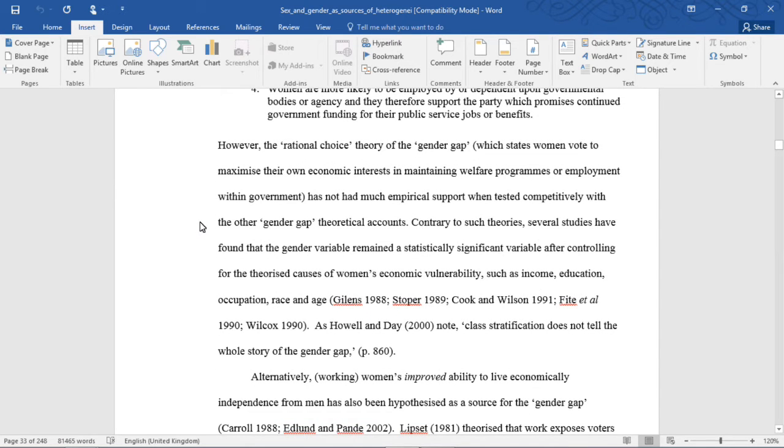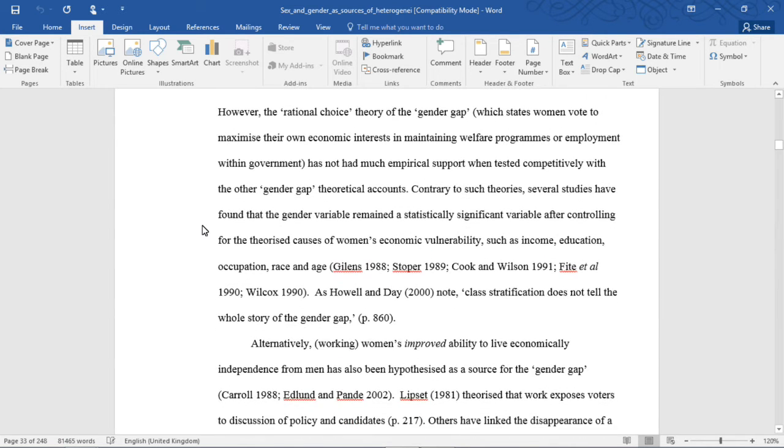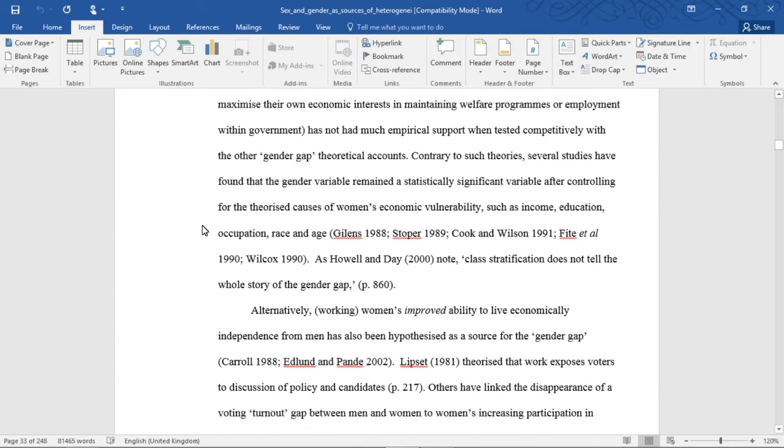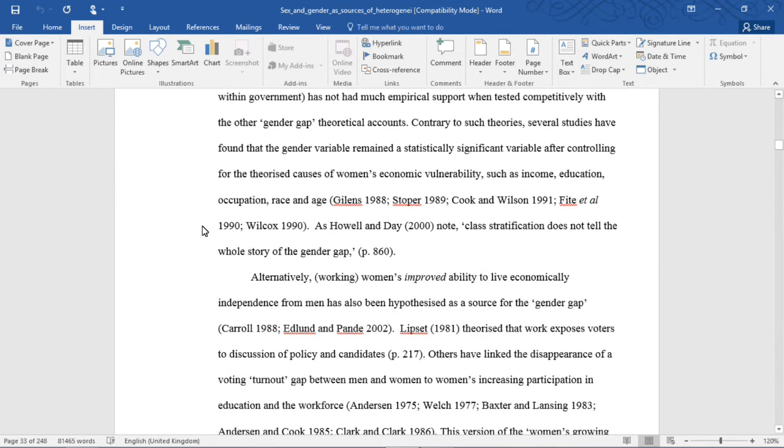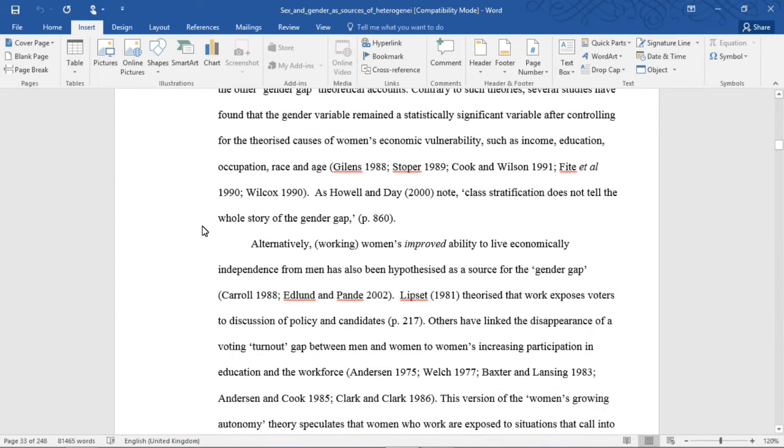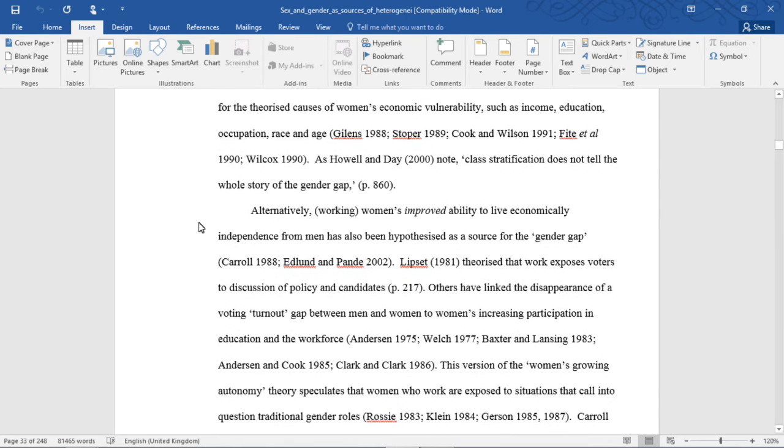However, the rational choice theory of the gender gap, which states women vote to maximize their own economic interest in maintaining welfare programs or employment within government, has not had much empirical support when tested competitively with other gender gap theoretical accounts. Contrary to such theories, several studies have found that the gender variable remains a statistically significant variable after controlling for the theorized causes of women's economic vulnerability, such as income, education, occupation, race, and age. As Howell and Day note, "class stratification does not tell the whole story of the gender gap," end quote.